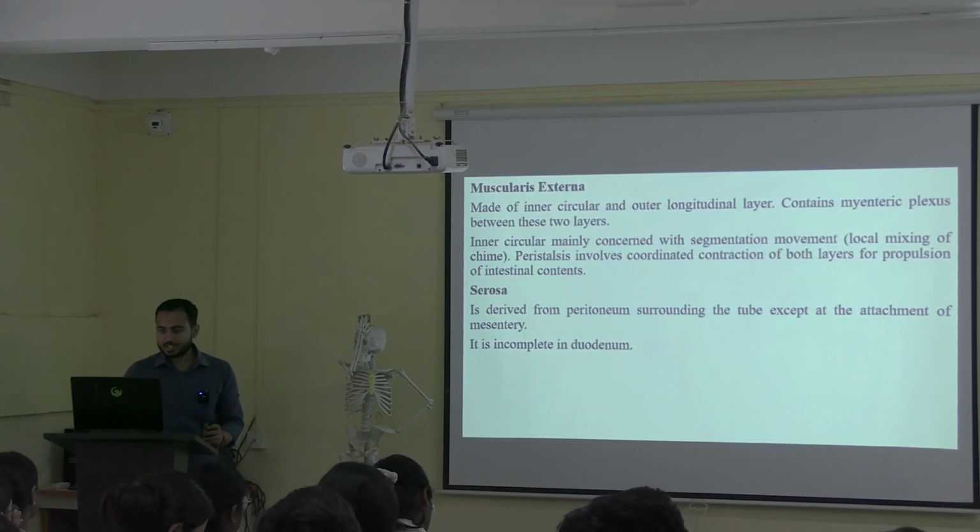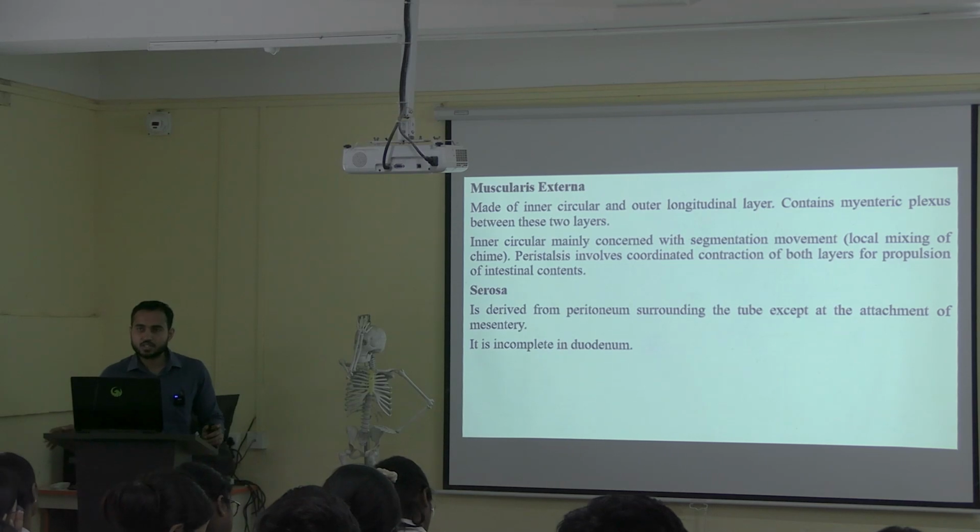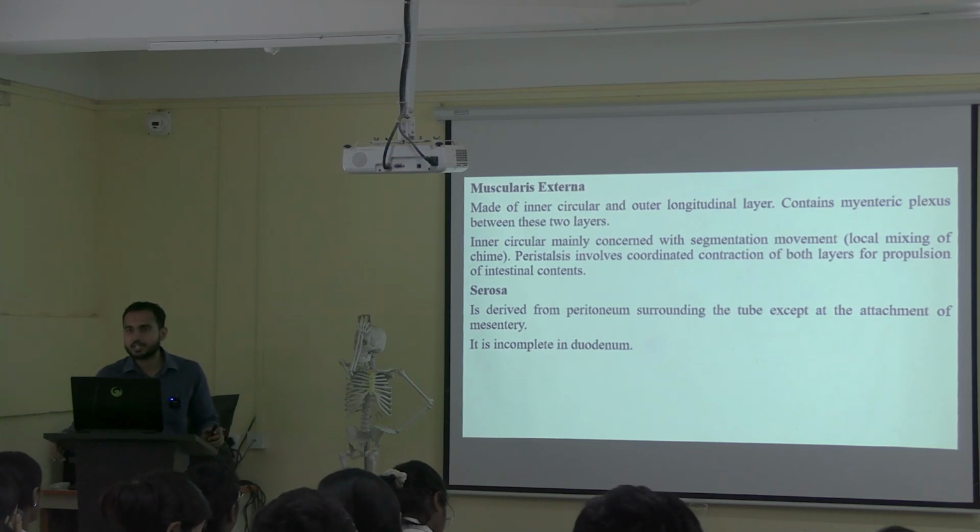Next, muscularis externa. In the muscularis externa there are no changes. The muscularis externa has two layers, inner circular and outer longitudinal. What is the main function? Local mixing takes place, and along with that it also propels the food from one part of the small intestine to another. That is done by the muscularis externa. In the case of serosa, mainly in the small intestine, peritoneum is present. Only in the duodenum you will see adventitia, but in most of the small intestine peritoneum is present. That's why serosa is there.